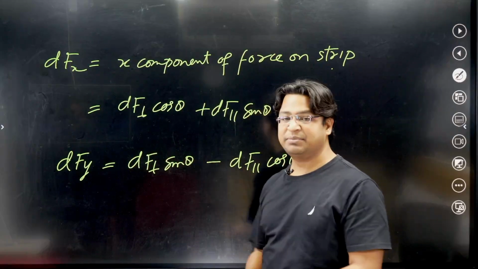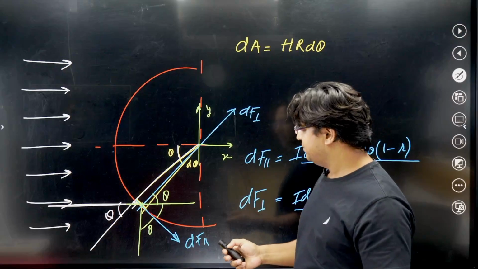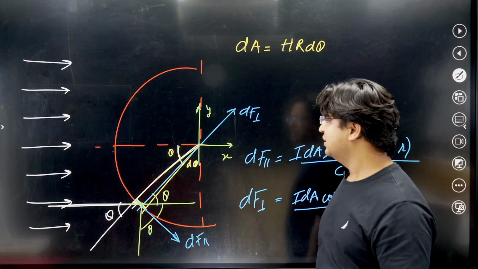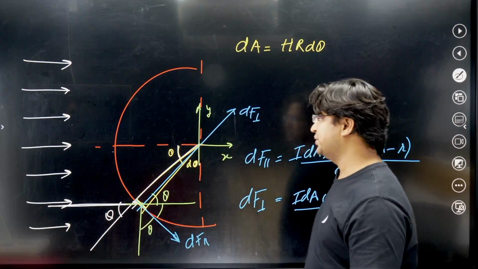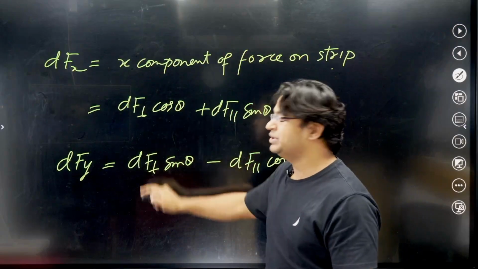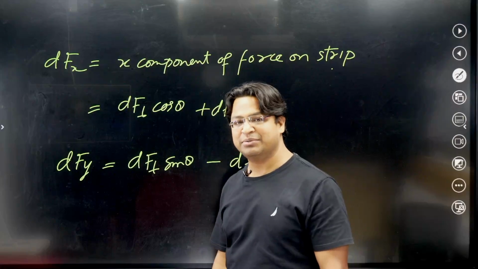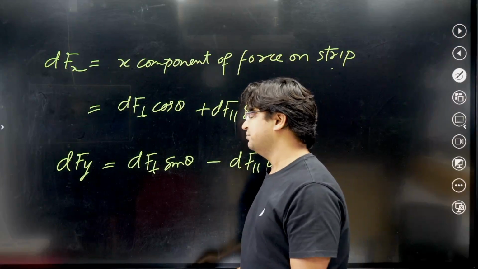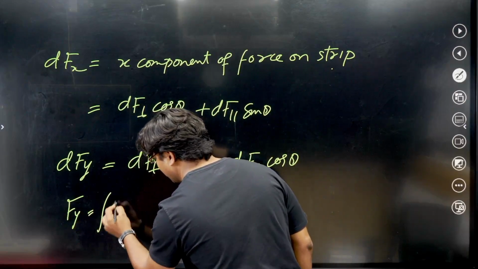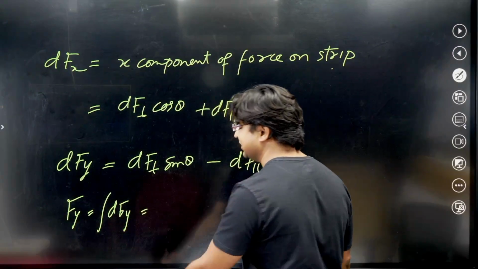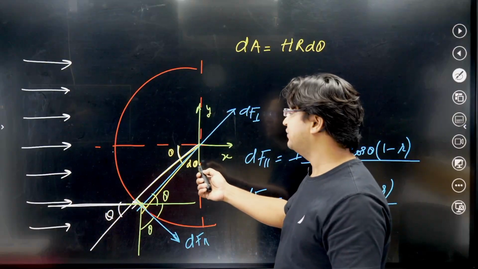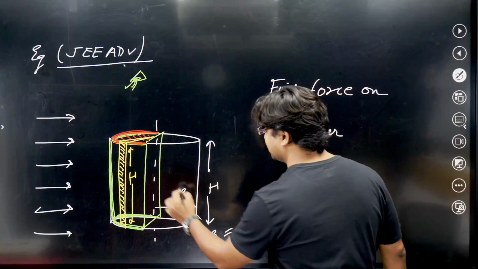The integration will be from minus pi by 2 to plus pi by 2, and that will cover the entire portion. One of these two integrals will give you 0 answer. Can you tell me which one? All right, the fy one, fy will come out to be 0. How can I say that? Well, you can finish the math and check it for yourself. I'm saying that because in this situation it is pretty evident that the force will be in this direction.